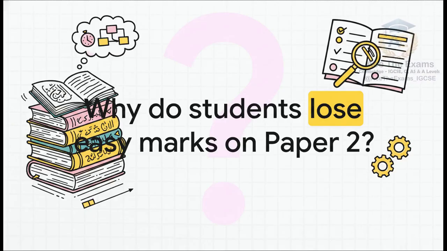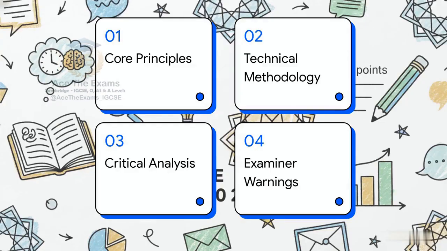But today, we are tearing down the examiner's exact expectations. We aren't guessing, we are looking at the official documentation, the raw data, to see exactly what creates a 100% case resolution. Here is our investigation docket for this session. First, we'll establish the core exam principles. Second, we'll map out the technical methodology. Third, we'll master critical analysis. And finally, we will profile the critical examiner warnings.